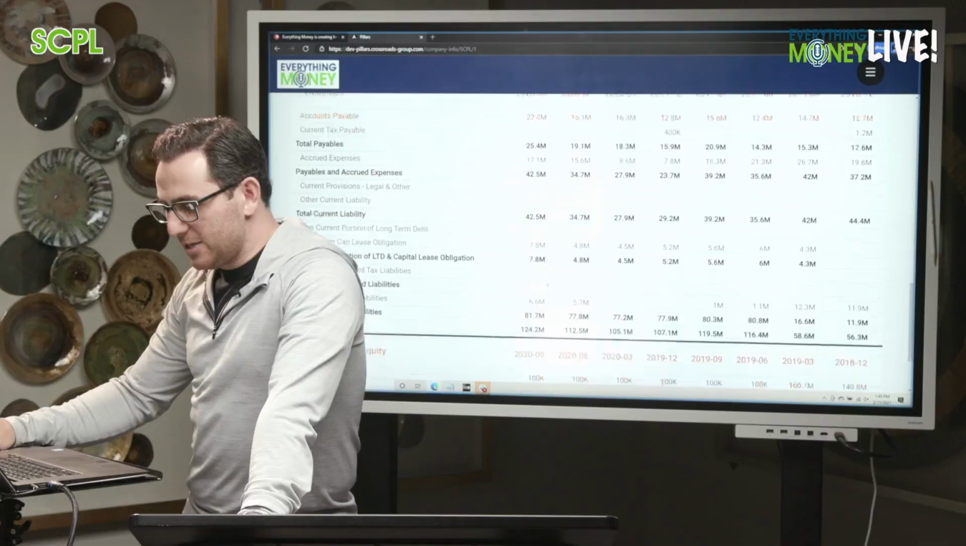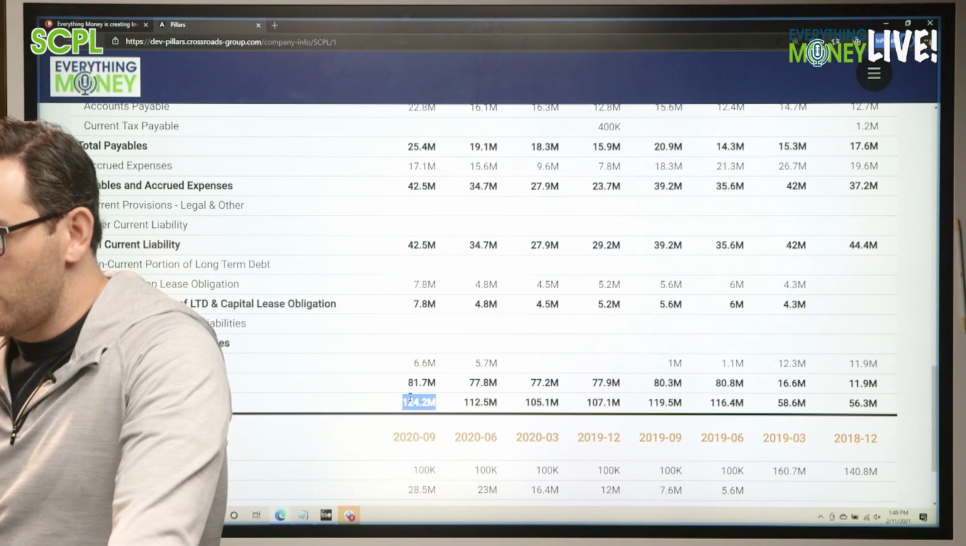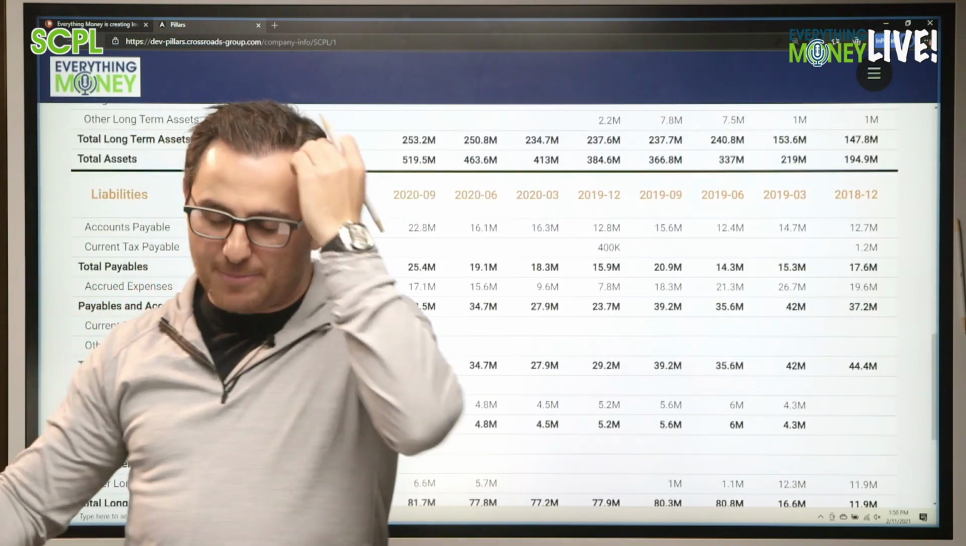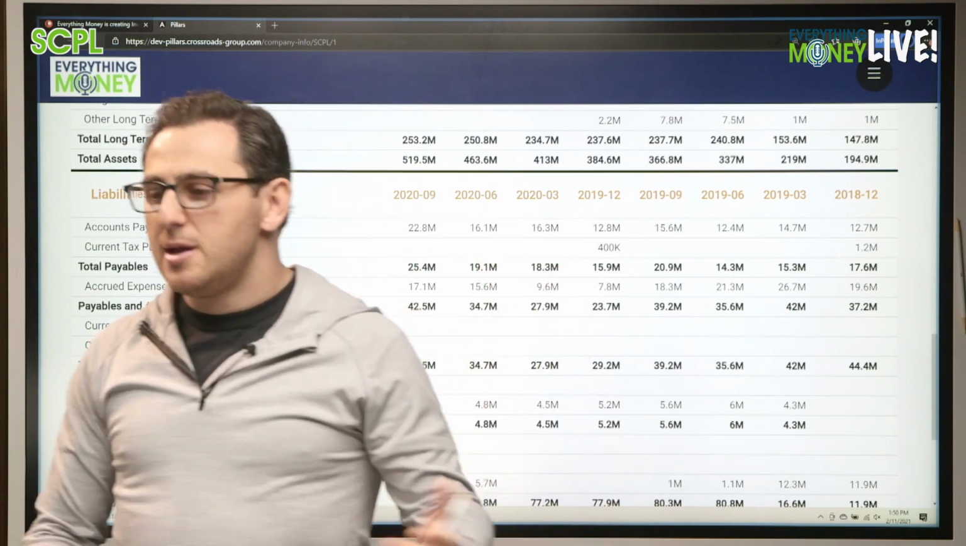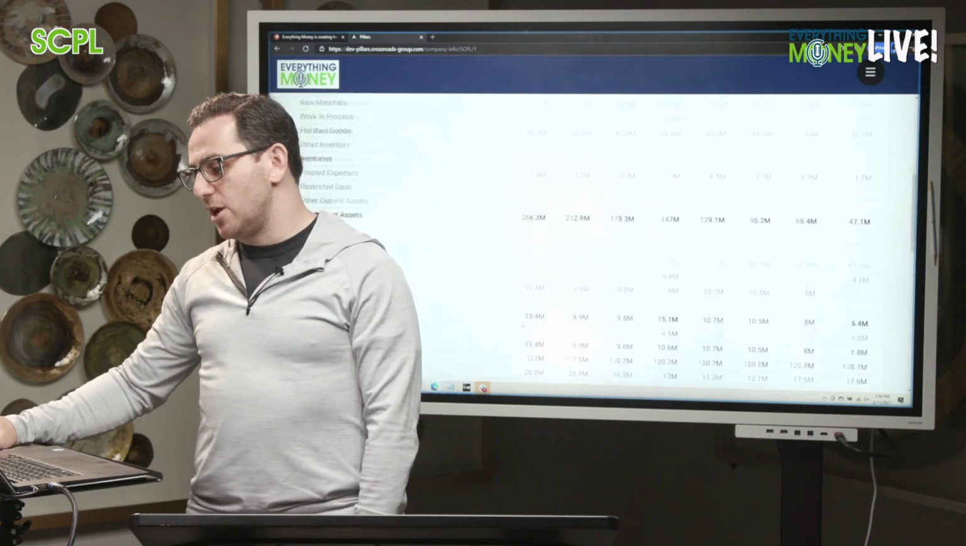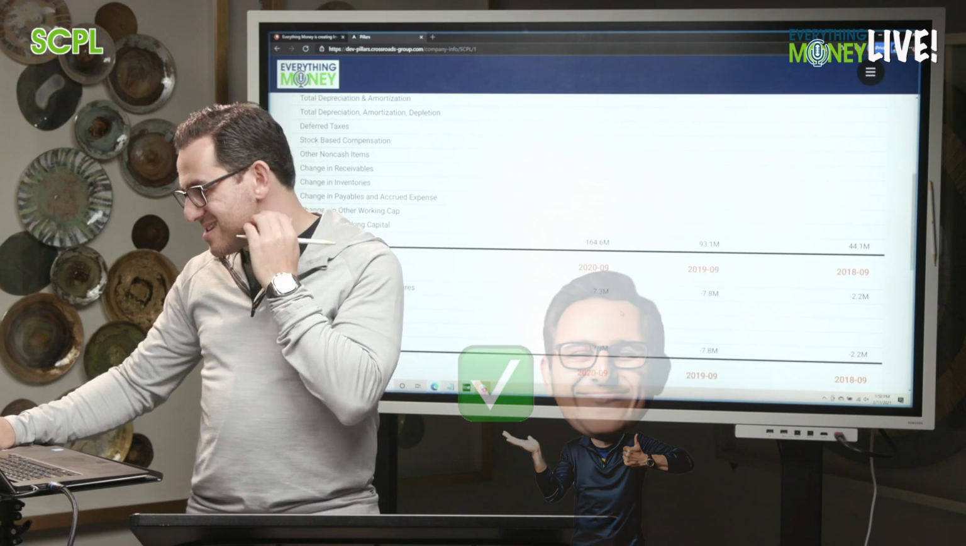Pillar number 6 is current assets over current liabilities. 266 million in cash versus 42 million in current liabilities, 124 overall. They have $140 million extra, so their market cap of 440 actually becomes 300, and it drives their PE down quite a bit, but not enough still. So let's keep going. Okay, so that's a big check for current assets, though.